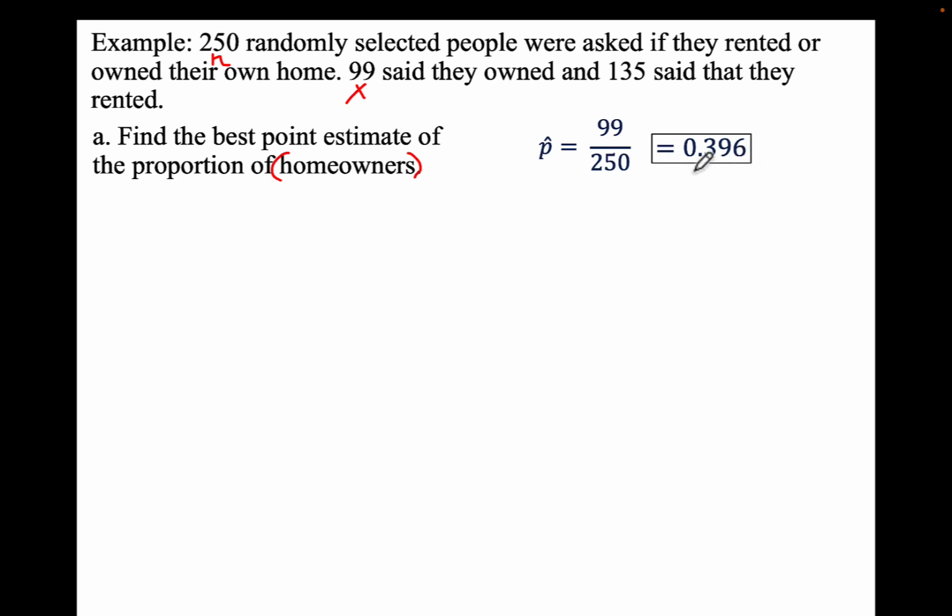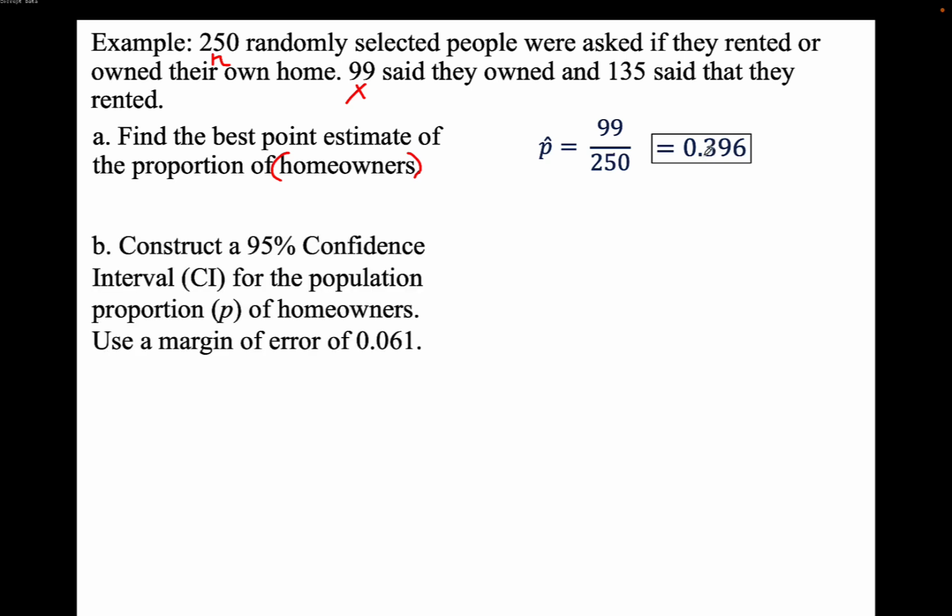If you want to think about it as a percentage, just to wrap your mind around it, I would say approximately 40% of the people surveyed said that they owned their home. All right, so now that we have our best point estimate, we're going to add and subtract some margin of error to it to construct a 95% confidence interval for what we believe the true population proportion of homeowners is.